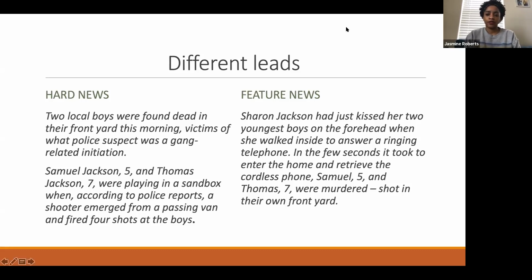So with your hard news lead, it's getting to the point, just telling the facts. The feature news lead is setting the scene, connecting the emotion of the people involved in the story with the emotion of the reader. It's really trying to incorporate, again, that human interest angle. And then also the feature lead is a little bit longer than your hard news lead. The second paragraph that you see in the hard news lead, that's actually what we call the nut graph, if you can recall that. The specific lead is that first paragraph: the two local boys were found dead.